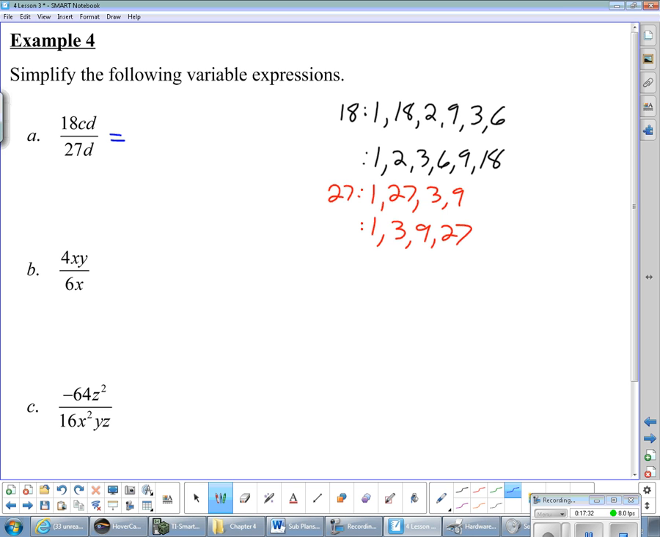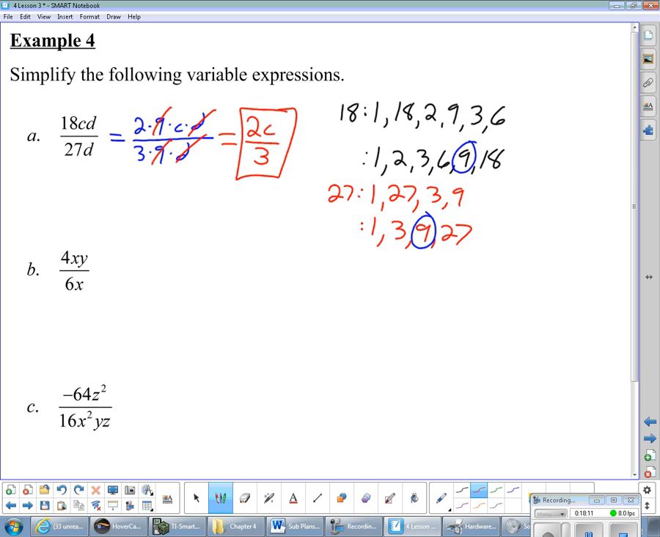And so now looking for the GCF, what's the biggest common factor? 9. And so what you could do is write this as 18 is 2 times 9, and then we just have times C times D. And then the denominator, 27, is 3 times 9 times D. And so then you can just cancel out that GCF, which is 9. And then you can cancel out the D because they have a D in common. And therefore, when you simplify 18CD over 27D, you get 2C over 3.